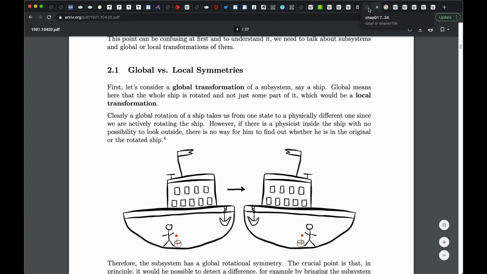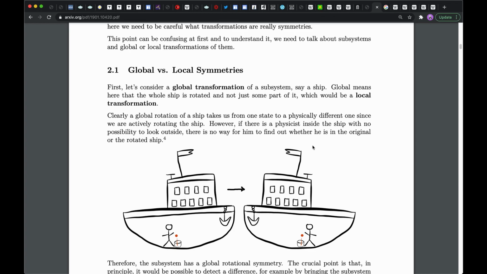Okay, so just to summarize that paper: first of all, it gives that really interesting metaphor from economic theory, and also talks a little bit more about the differences between global versus local, or active versus passive, and also symmetry versus redundancy. So those points were really important, I think.